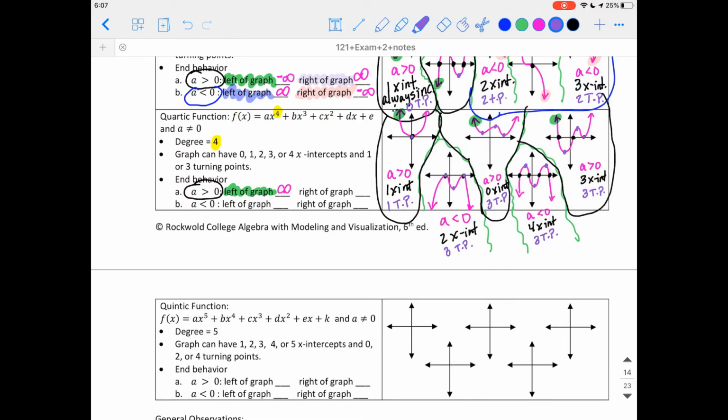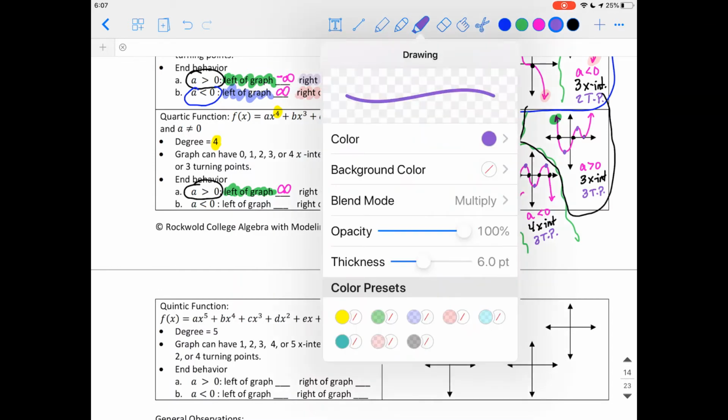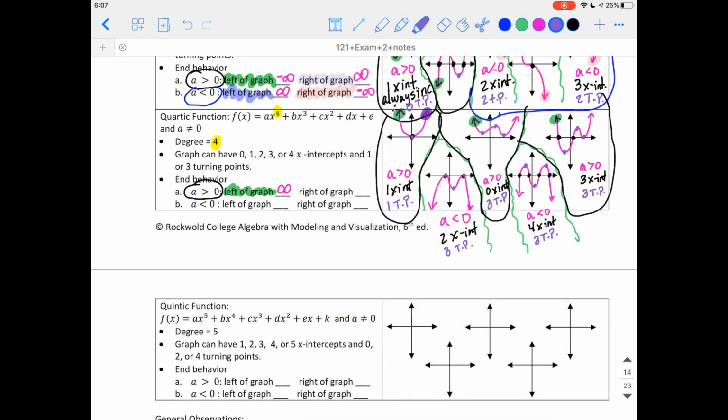Now the right of the graph. Here's the right of the graph. It's a little bit too dark. That right of the graph, or that one, they're all headed forever up.